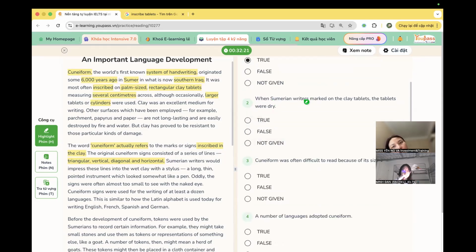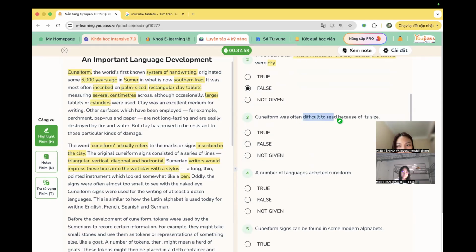And the Sumerian writer marked the clay tablet when the tablet was dry. I don't think so, because clay only works when it's wet, right? But when it's dry, it's so vulnerable it can be broken. Yeah. And then the writer would impress the line into wet clay with a stylus, a long thin pointed instrument, looking somewhat like a pen. So is this false? Yeah.